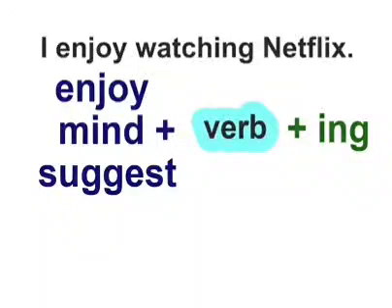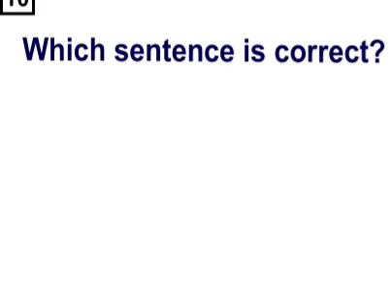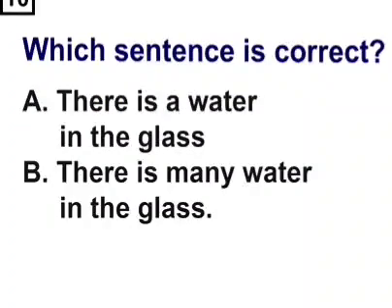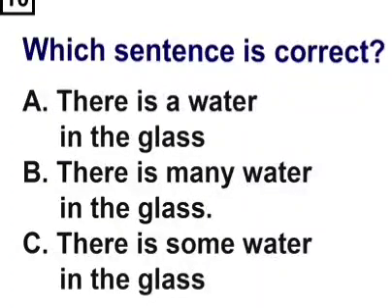Now the last question of the beginner level. Which sentence is correct? There is a water in the glass. There is many water in the glass. There is some water in the glass. There is some water in the glass.